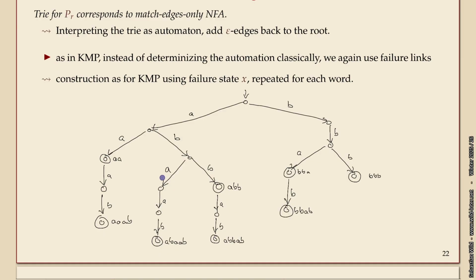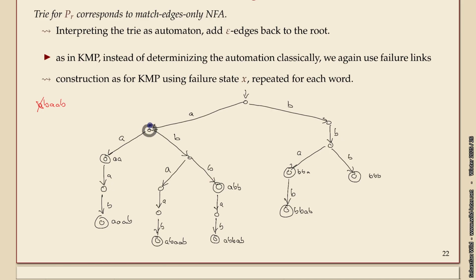Let me do an example. Let's take this one, AB, AAB. I'm doing failure links for this one. How did we do this? We got rid of the first character and see where we end up when we read through the string. So I'm going to have a blue pointer marking the node I'm adding failure links from, and I'm tracking the X, the failure state, in red, where the failure link should go to.